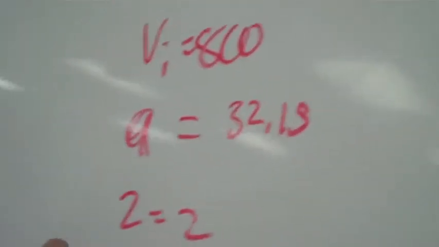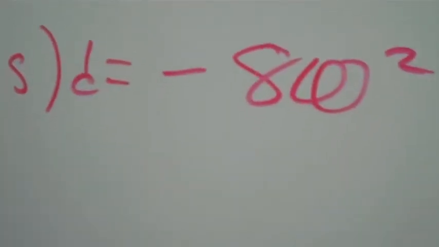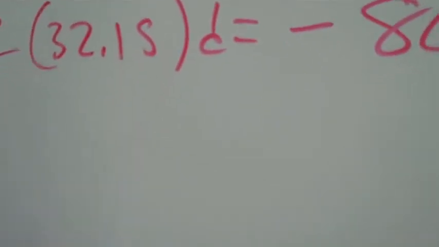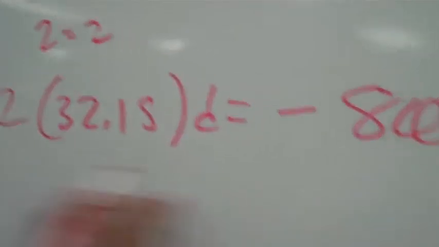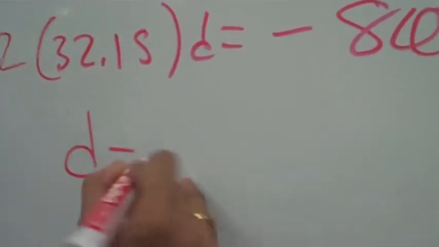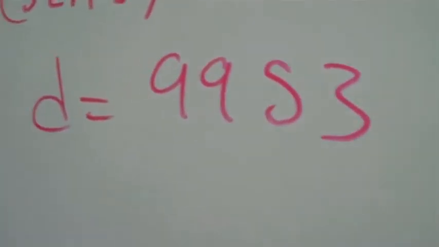Okay, and so you would have 32.15 D is equal to, obviously VF is 0, so it's going to be negative 800 squared. Okay, so once we do all this, you're just going to have D is equal to 9953. So that's going to be your D.